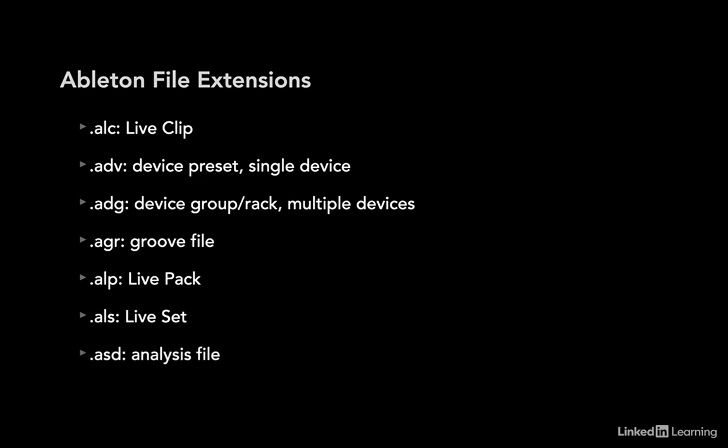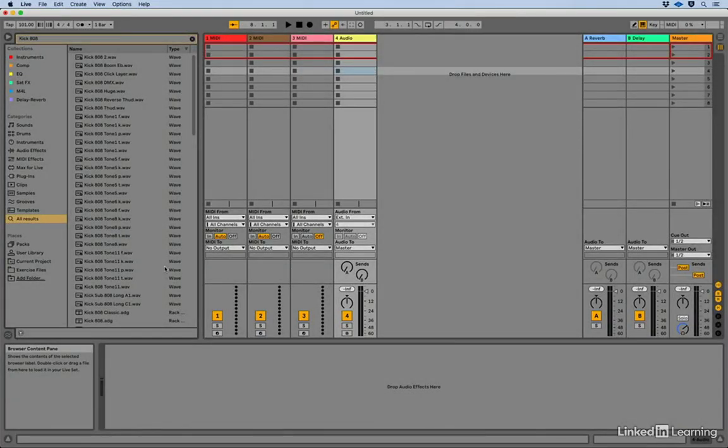And then a .asd file is an analysis file. And these are files that Ableton uses to be able to calculate the tempo of an audio file. So when you look in a folder of audio files that have been used in Ableton Live, you'll see the .wav or .aif file, and then you'll also see a second file of the same name with a .asd on the end of it. And that, again, is that analysis file that allows Ableton to synchronize everything to play together.